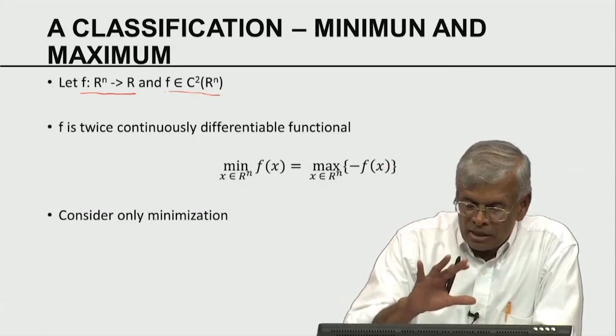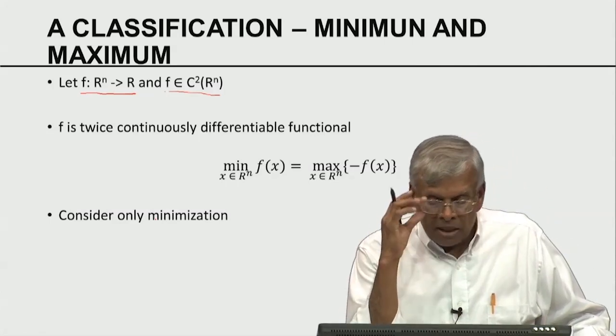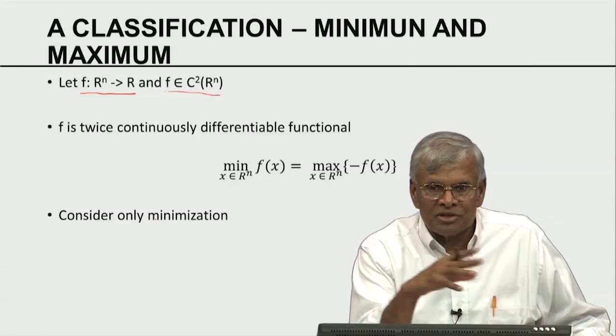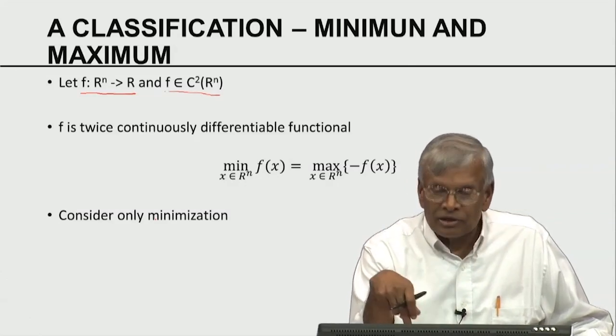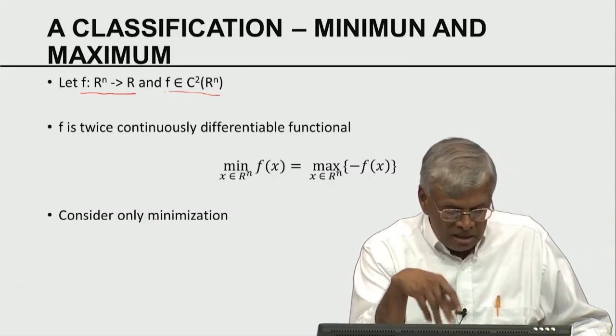So that is the general idea in the start that we need to understand. You don't have to do maximization and minimization separately because of this intrinsic relation between maximum and minimum. It is sufficient either to do maximum or minimum. We will do minimum.